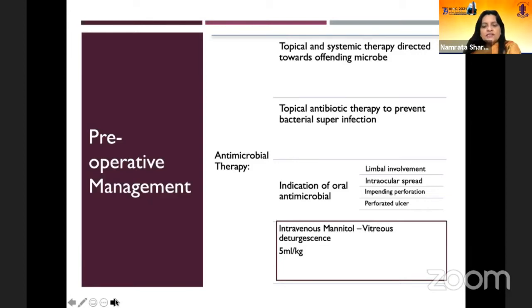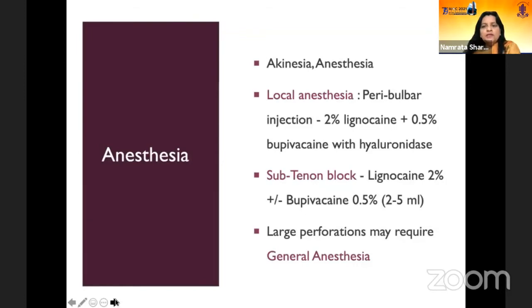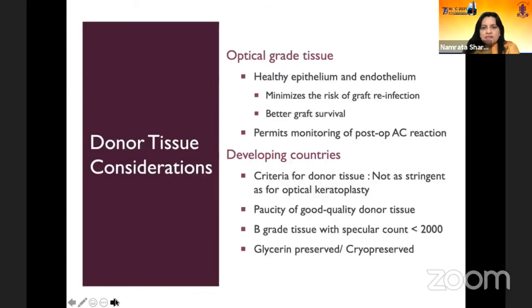And in all cases, one may also give intravenous mannitol, especially for impending perforations, to cause vitreous detergescence, 5 ml per kg. It is important to have good akinesia and anesthesia. So local anesthesia is given with a peribulbar injection, 2% lignocaine plus 0.5% bupivacaine with hyaluronidase. A subtenon block may be given again using the same. And in large perforations, one may require a general anesthesia.